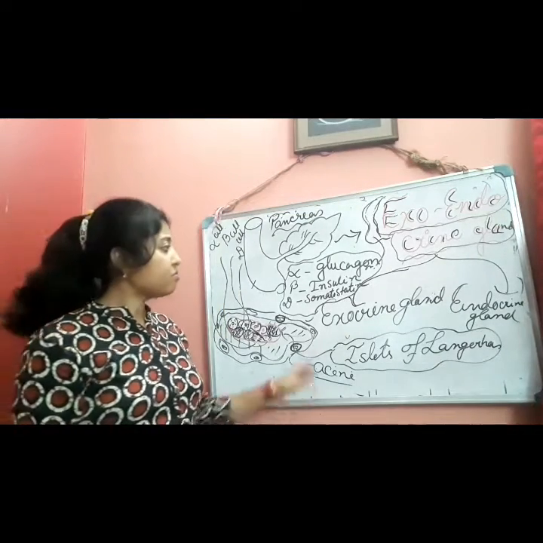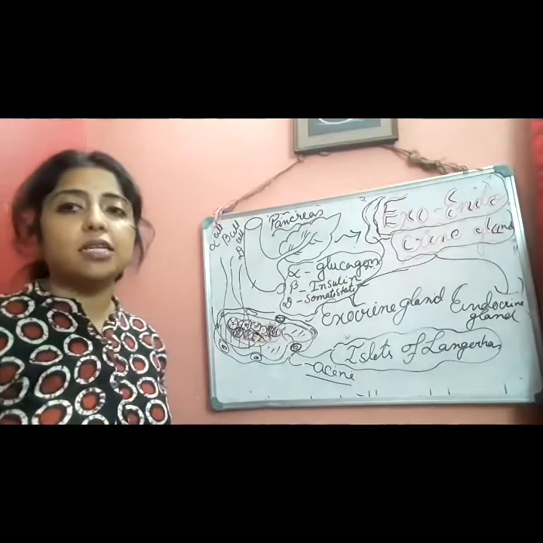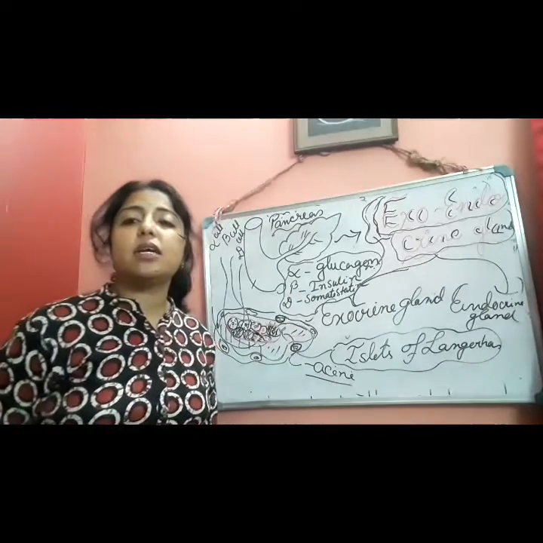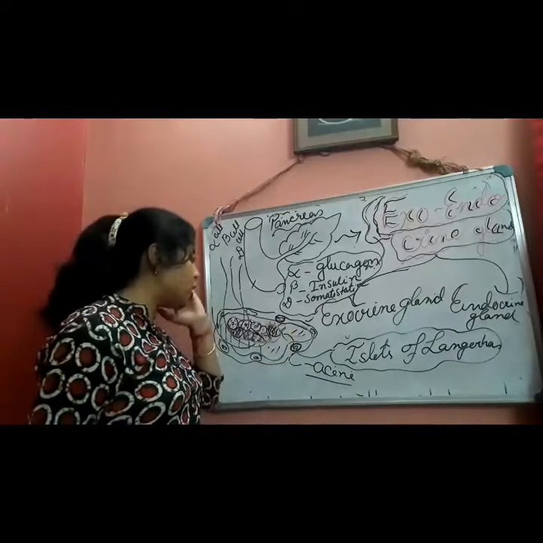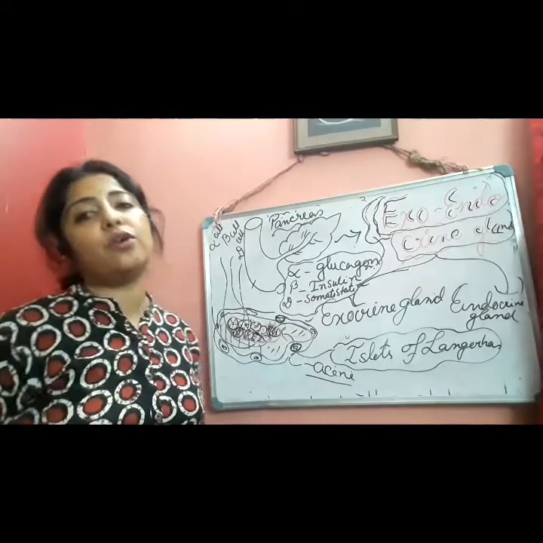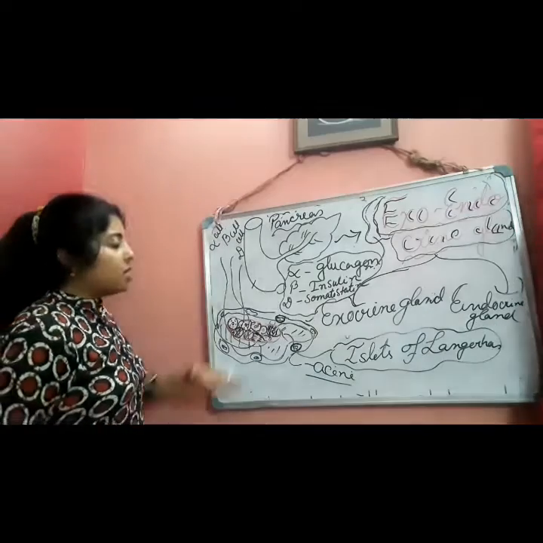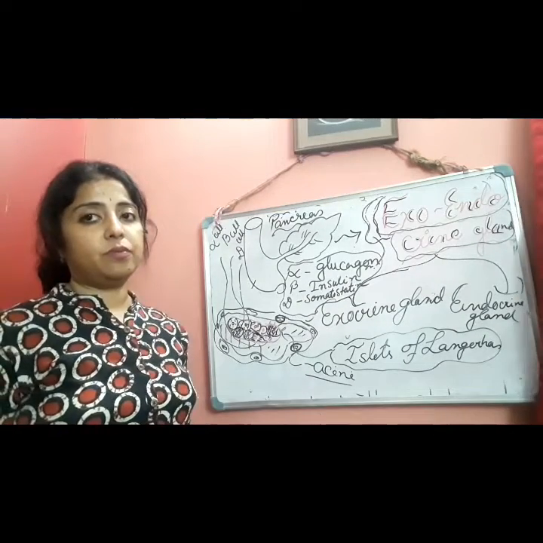Here the alpha cell will secrete one kind of hormone, that is known as glucagon. Second one, the beta cell will secrete one kind of hormone, that is insulin. And the delta cell or D cell will secrete one kind of hormone, that is known as somatostatin. Clear?